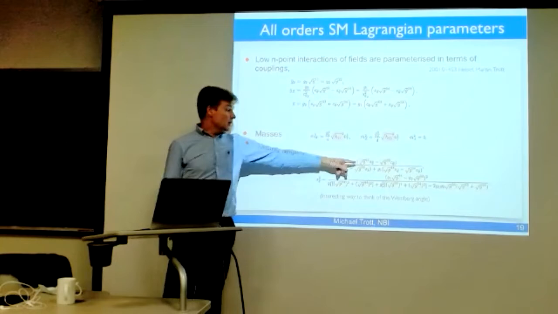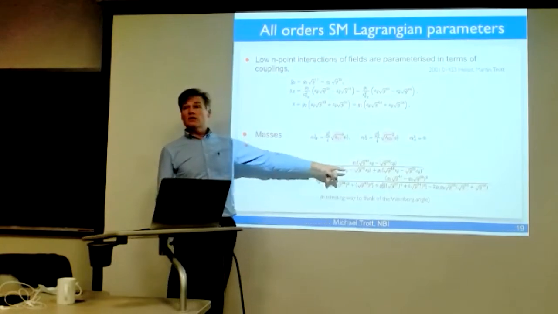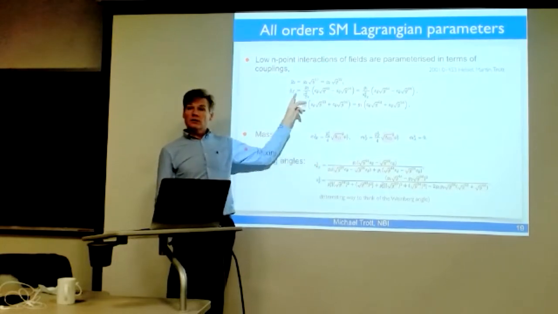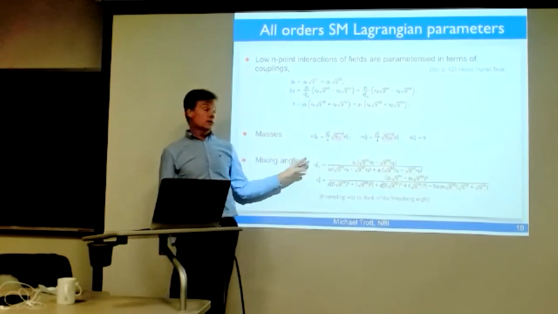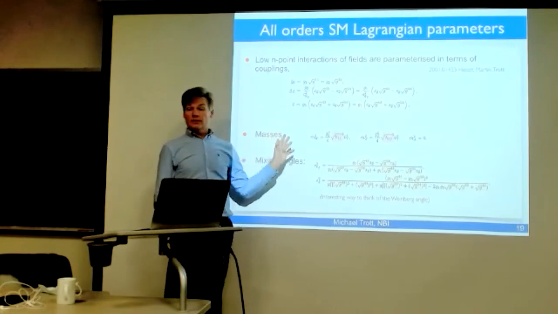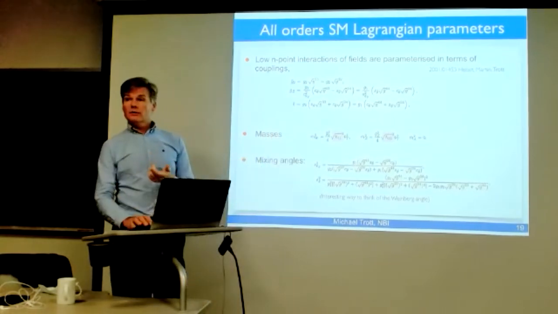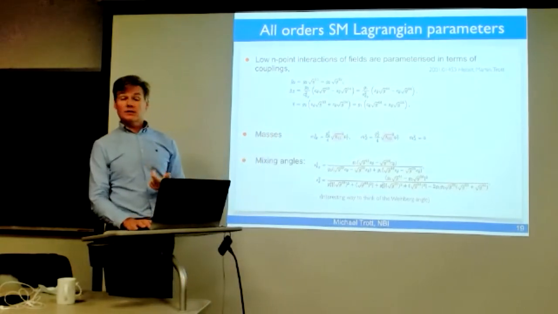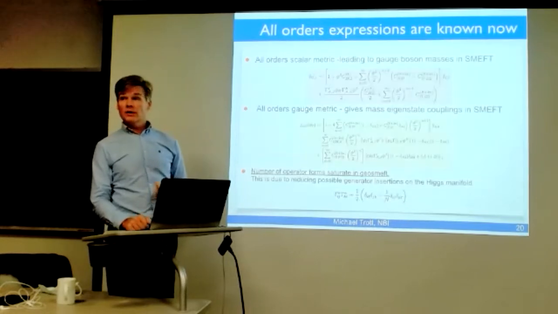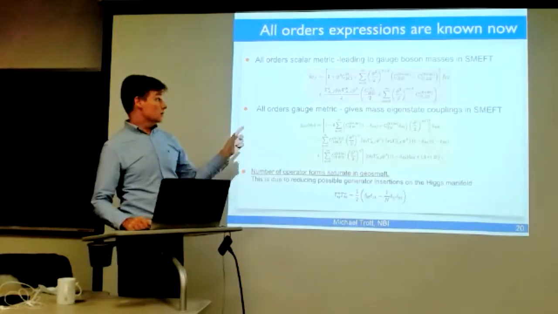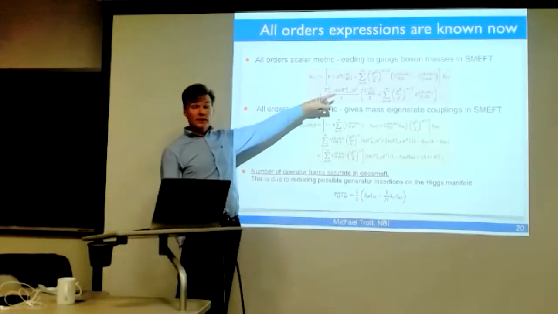Now, if we knew all these objects, we would be in business for all-orders results, at least associated with these Lagrangian parameters, these geometric Lagrangian parameters. And we do know those objects at all orders for another reason that's kind of nice in the physics. These are the answers at all orders for these two I've introduced so far. These are equal signs. There's an infinite series here.